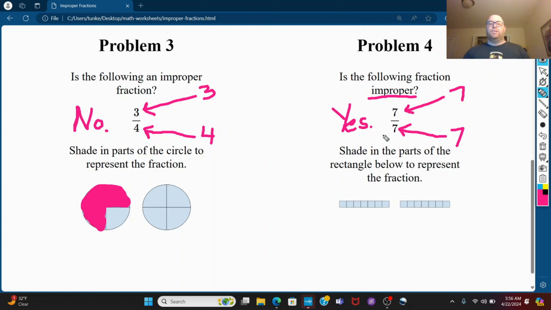Okay. So now we're going to shade in the parts of the rectangle below to represent the fraction. Again, I'm going to have to shade in an entire rectangle. So one whole. So I know that I'm improper. If I'm shading in at least a whole part that represents the fraction, then it is improper.